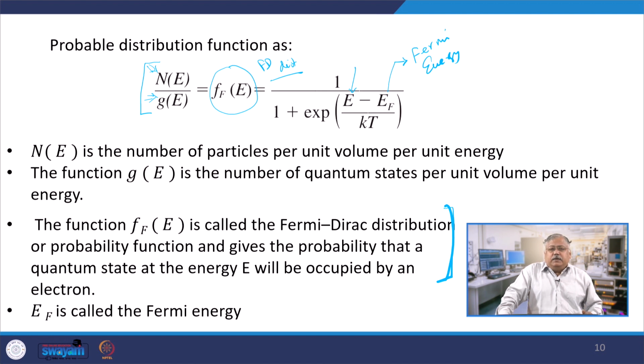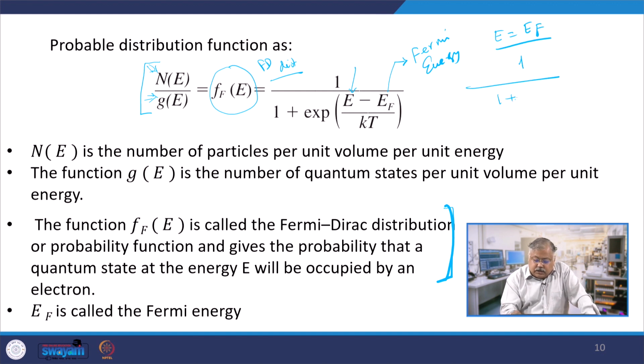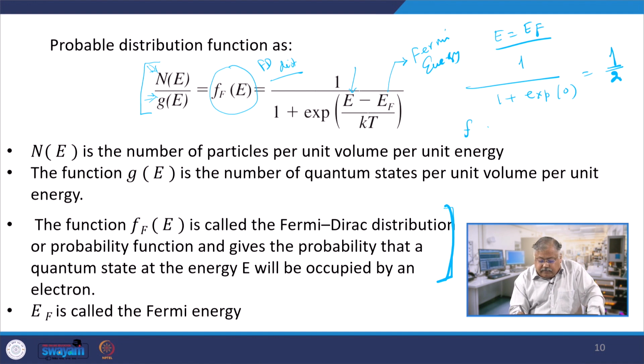So what does it tell me? If E is the energy of an electron, then what is the probability that a quantum state at energy level E will be occupied? That is given by this Fermi-Dirac distribution. I will help you with a simple explanation. When E becomes equal to EF, this quantity becomes 1 over 1 plus exponential 0, which is 1 over 2, which means the probability of finding the electron at the Fermi level is 1 by 2, half, or 0.5, right?